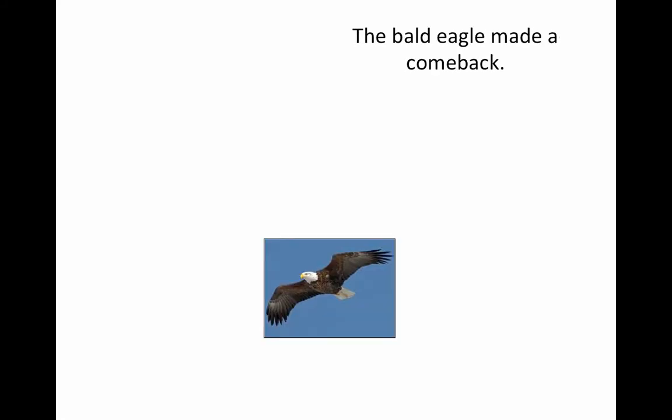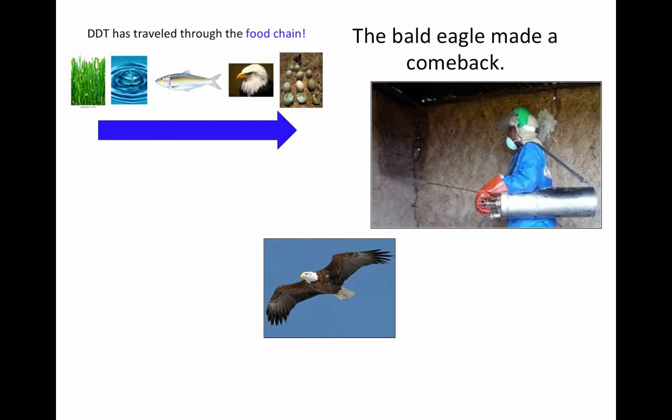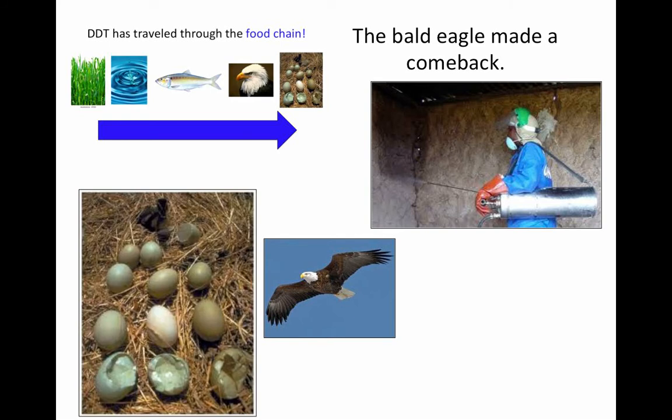Another good thing that happened was that the bald eagle made a comeback. Remember the problem? People were using DDT, which traveled through the food chain, into the water, through the fish, into the eagle. And then when the eagle ate the fish with DDT in them, the eagle got the DDT. Then the eagle had babies, and the baby shells were thin and weak. This caused them to hatch early, and many times the little eaglets died.